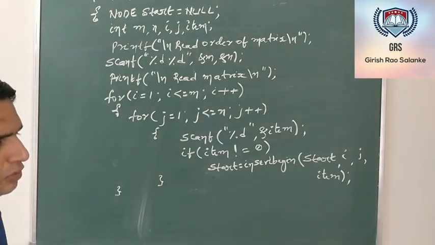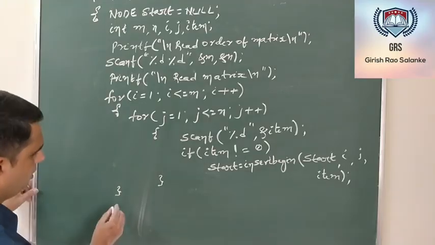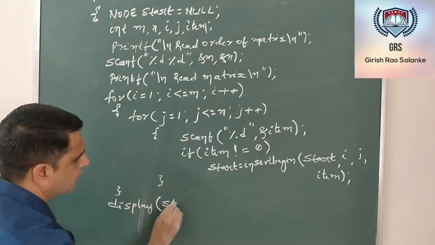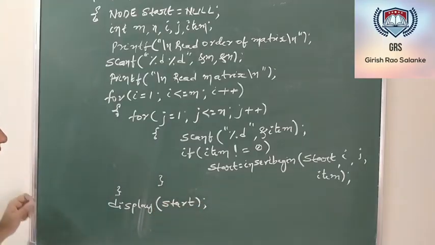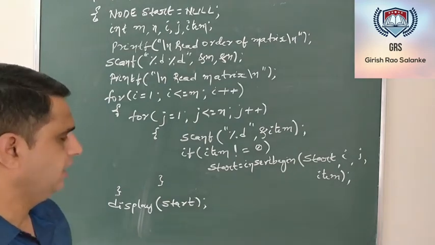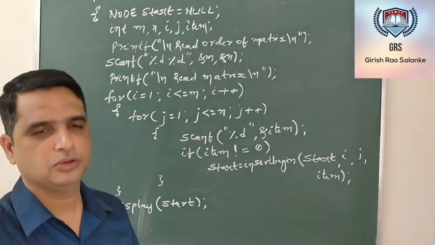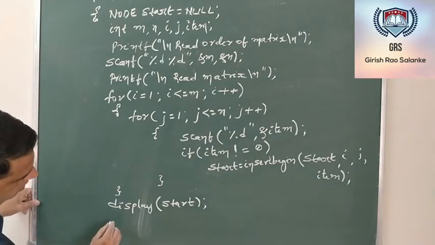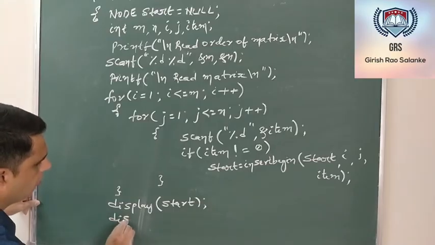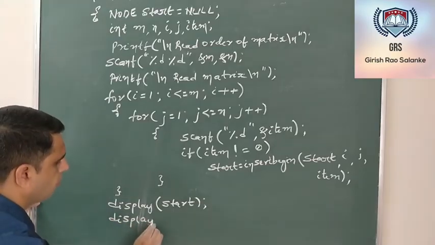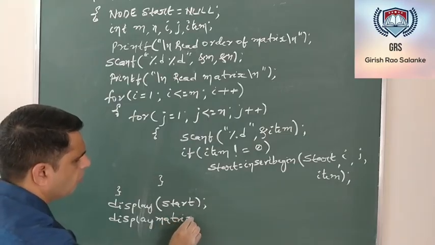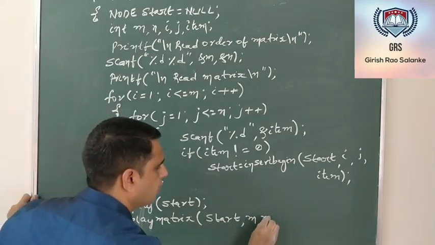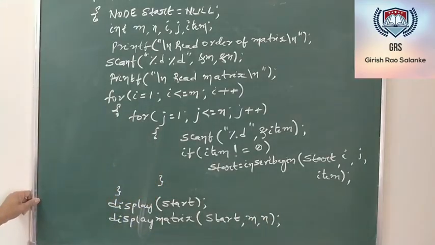Now, what I am supposed to do now, I need to display, call display function, display of start. We are displaying the content of the double linked list. The second function that I am supposed to call is display matrix. Let me call display matrix. Display matrix had 3 arguments: the reference of my list, the number of rows, and the number of columns, m and n. Return 0.